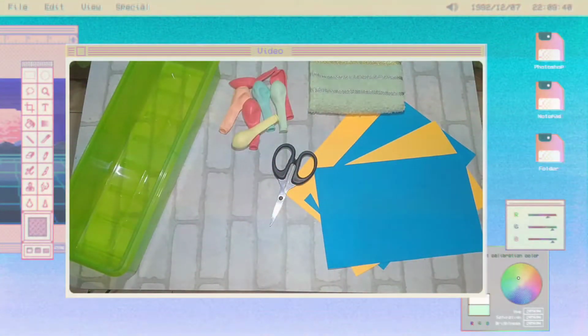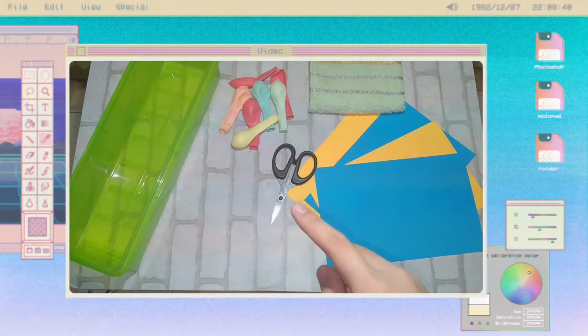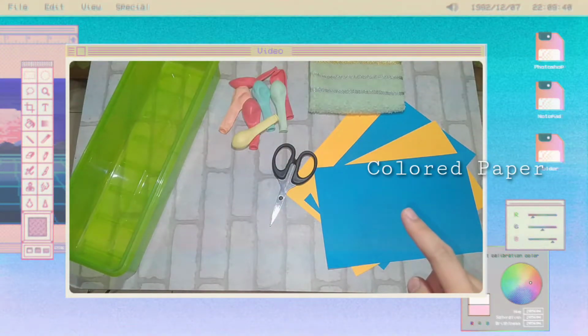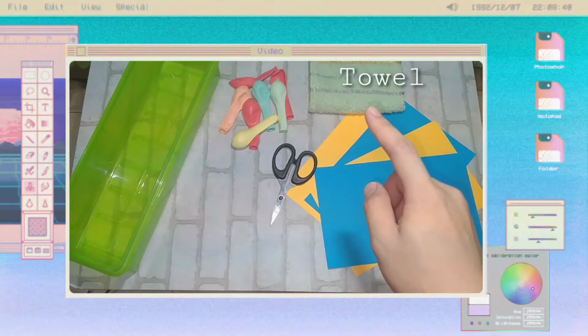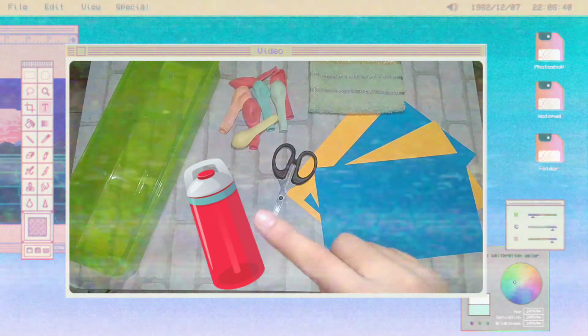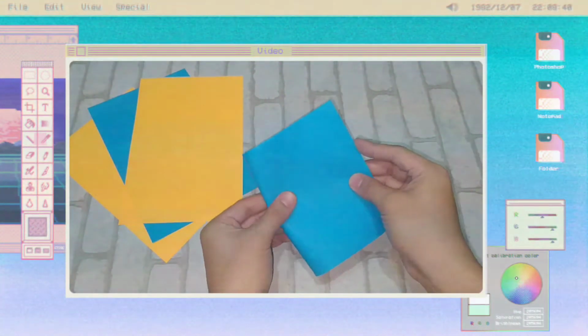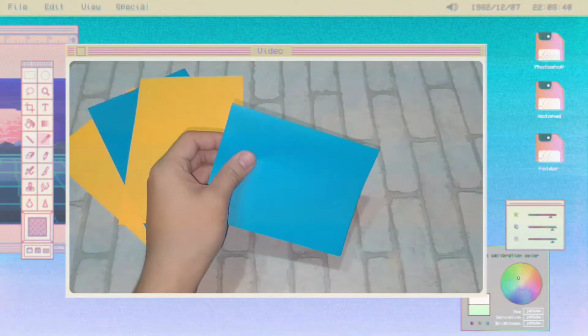The materials that we're gonna use in our experiment are a container, balloons, scissors, colored paper, a towel, and don't forget the water. To start with our experiment, let's first make a paper boat.